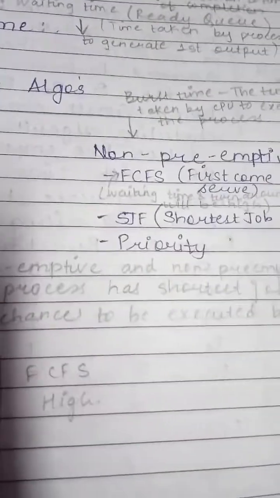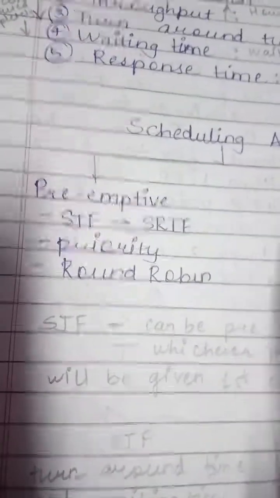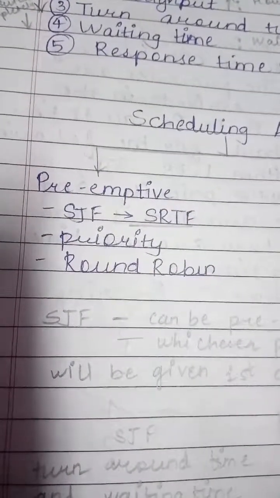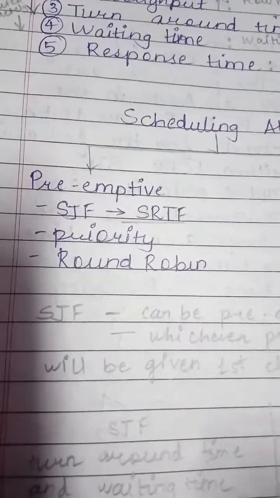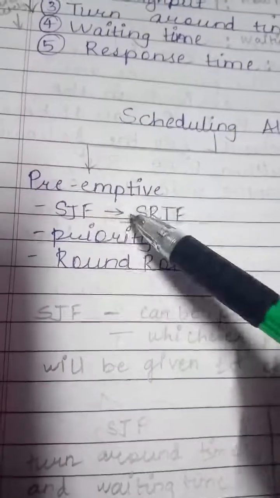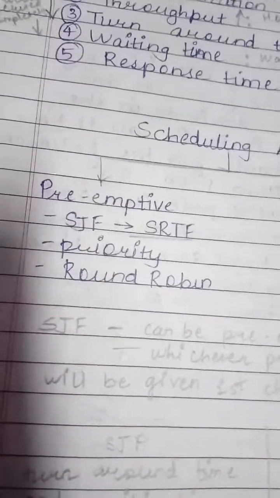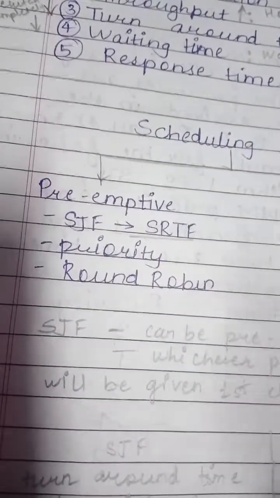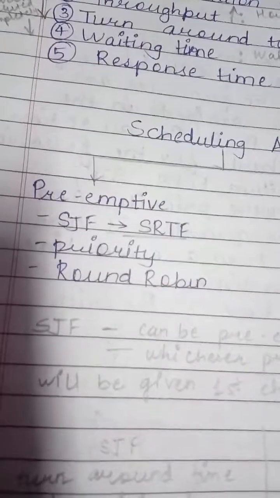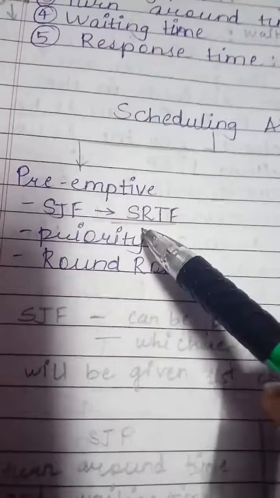Now comes preemptive scheduling. Preemptive also consists of 3 scheduling algorithms. Here also SJF, but the difference is that if a higher priority process arrives, the currently executing process will get preempted and the newly arrived process will get the CPU. The same applies for priority.